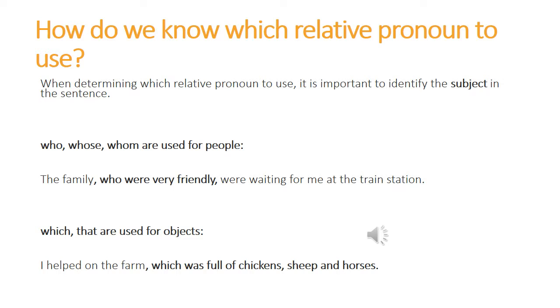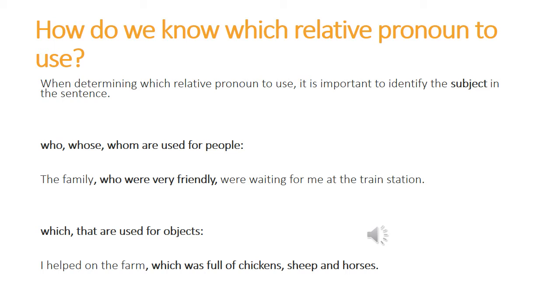Okay, so you might be thinking, well, how do I know which relative pronoun to use in my writing? Well, this is why it's really important to identify the subject in the sentence. You need to work out if your sentence is about a person or people or an object. If your sentence is about people, you need to use the relative pronouns who, whose or whom. For example, you can see my main clause, the family were waiting for me at the train station. I want to add some more information about the family, so I've added my relative clause who were very friendly. The complete sentence becomes the family who were very friendly were waiting for me at the train station.